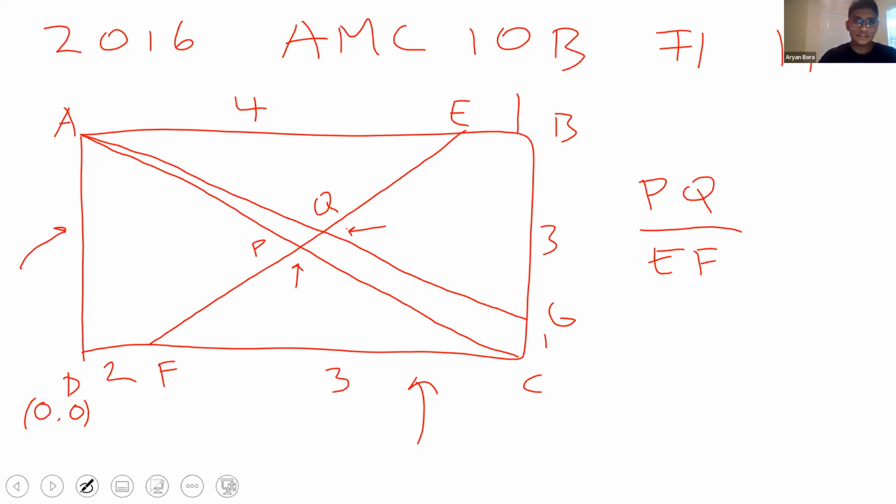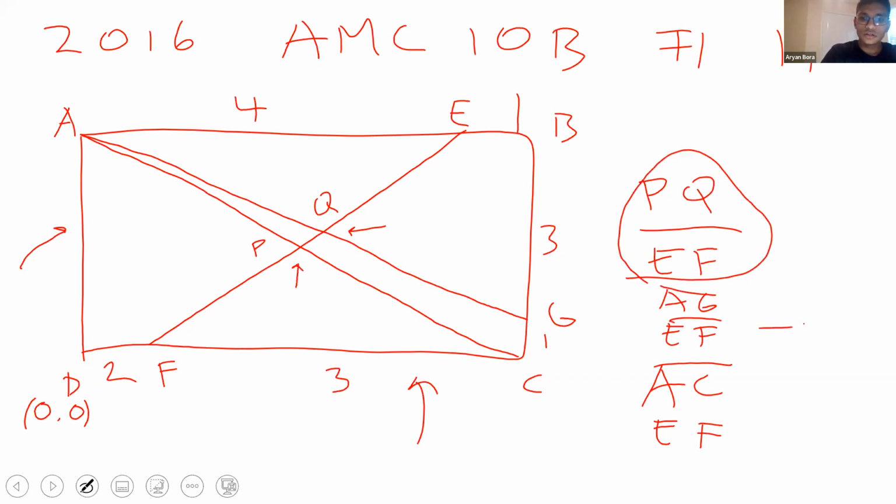So how are we going to find P and Q? First, we can notice that P is the intersection of line AC and line EF, and Q is the intersection of line AG and EF. So if we find the equation for each of these lines, we can find the points P and Q, then find the distance PQ and the distance EF, and then divide them to get our answer.